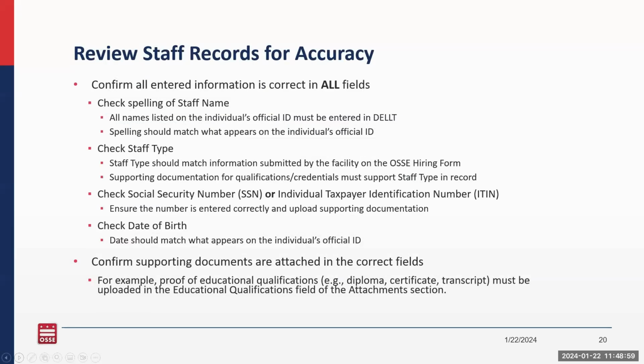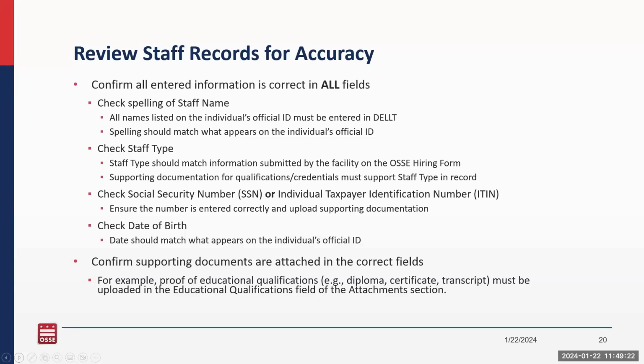Review staff records for accuracy. Confirm all entered information is correct in all fields. Check the spelling of the staff name. All names listed on the individual's official ID must be entered into DELLT. Spelling should match what appears on the individual's official ID.